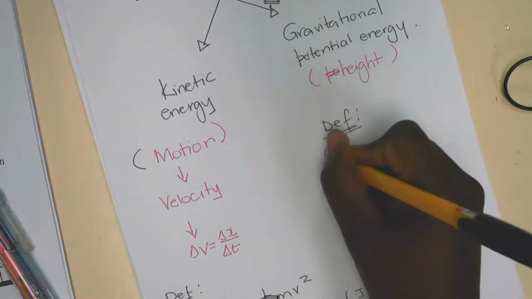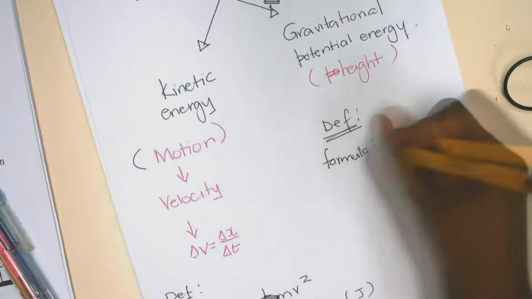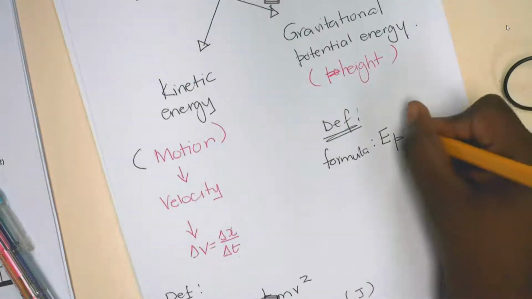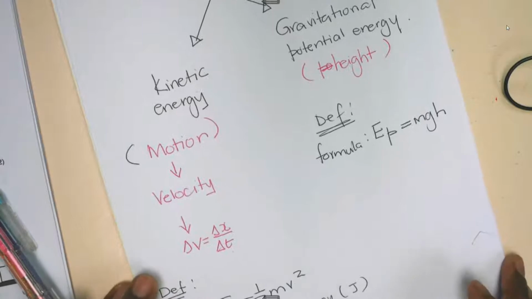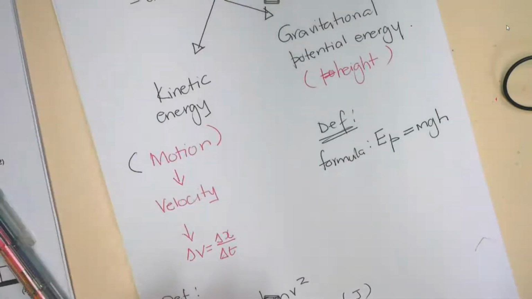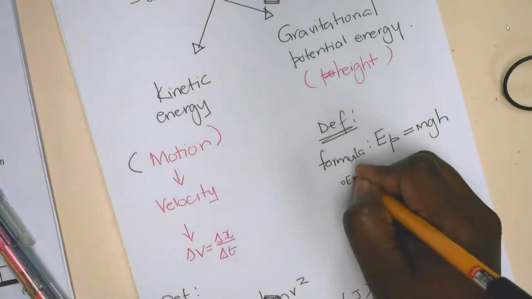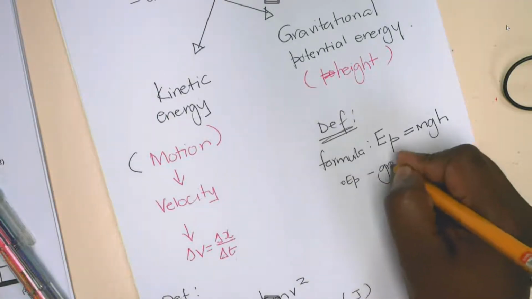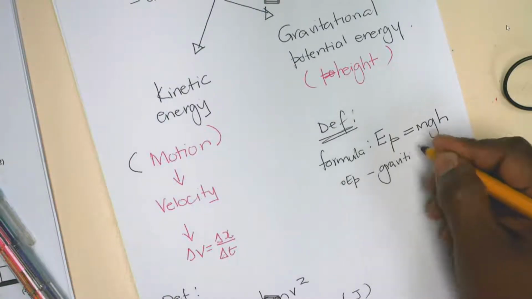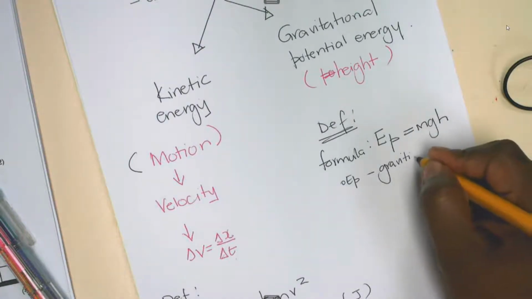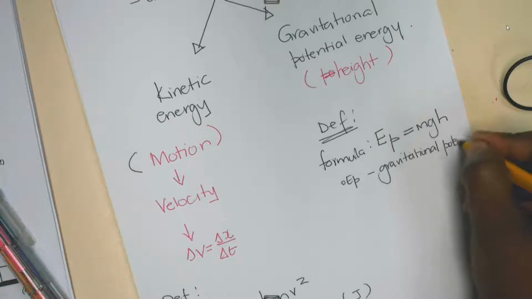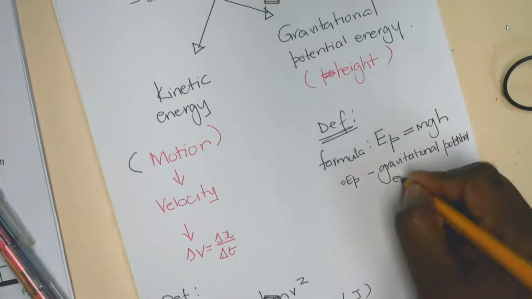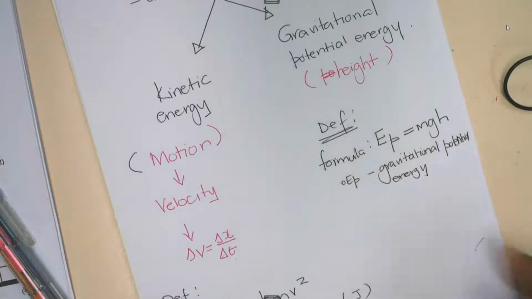Then the formula is EP equals mgh. Then from this formula, EP is the gravitational potential energy. Sometimes we just say potential energy, but you must know it's gravitational potential energy.